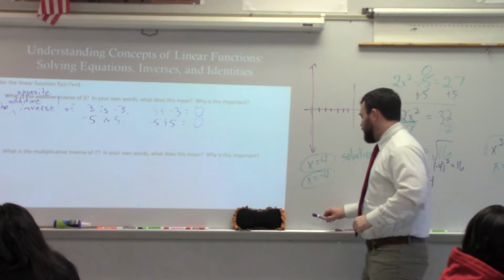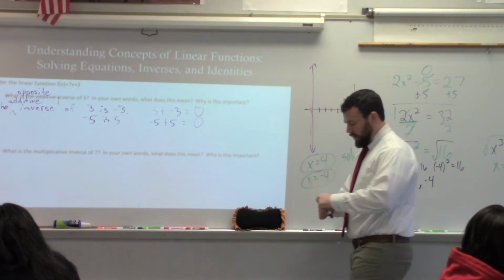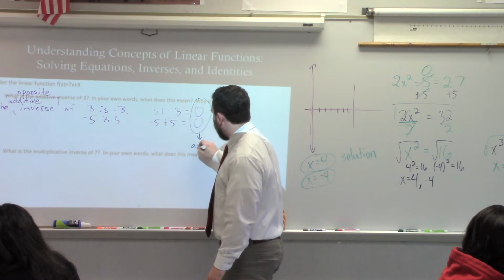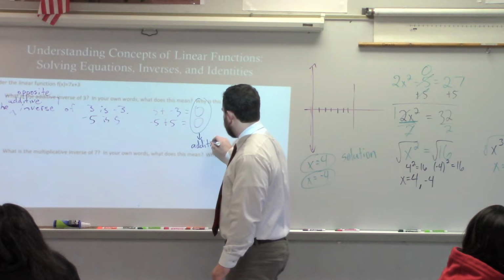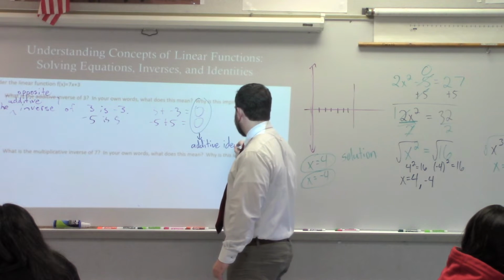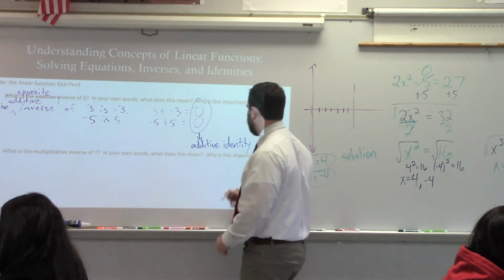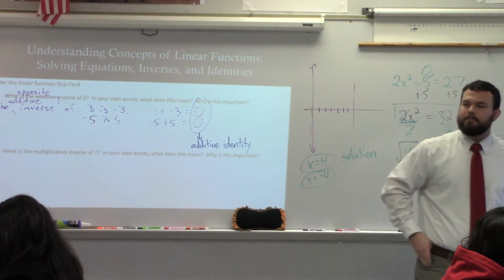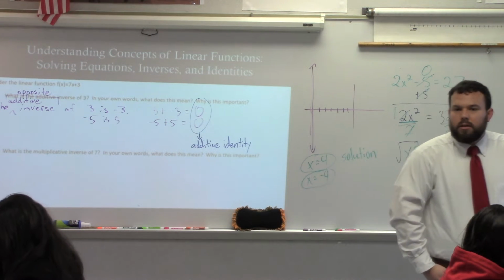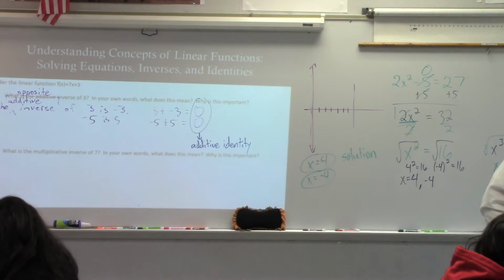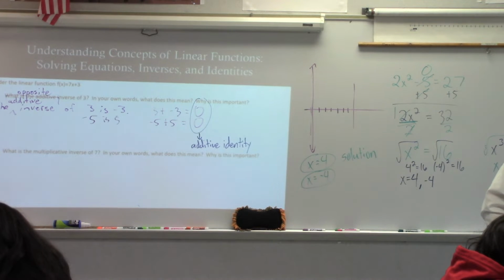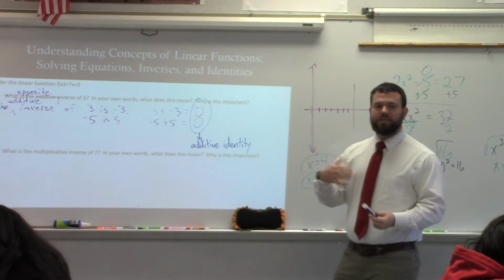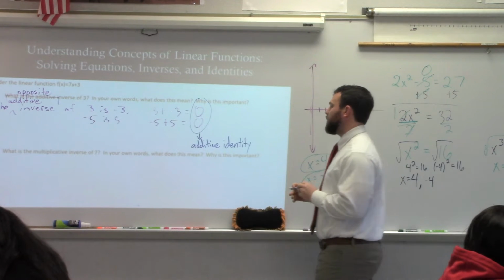And that 0 is important. That 0 is known as the additive identity. Because when you add two inverses, what are you going to get? 0. And if you get that 0, is that going to help you get closer to your variable? Yes. When we start solving equations, that 0 is going to help you get closer to your variable.